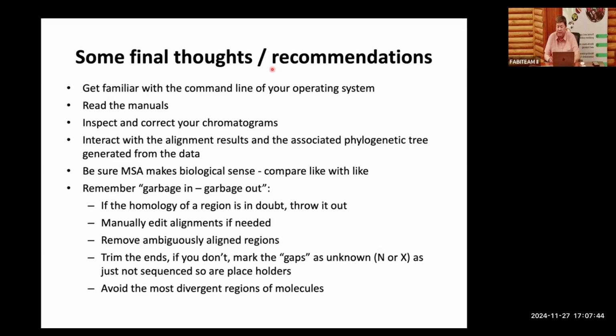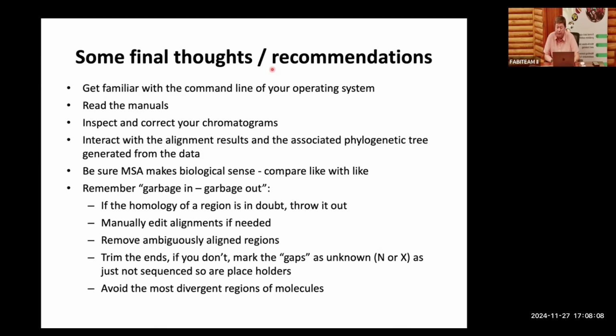Manually edit alignments if needed. You really have to go back to your alignments and just check. Even if you do phylogenomics, once you've concatenated your sequences, you can scroll through your thousands of nucleotides and check whether there are regions that don't make sense. And believe me, you will find some pathological sites. Okay.